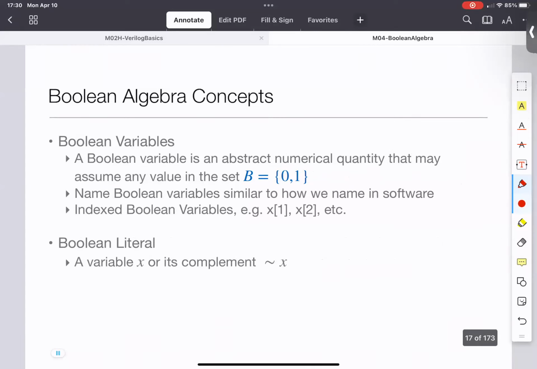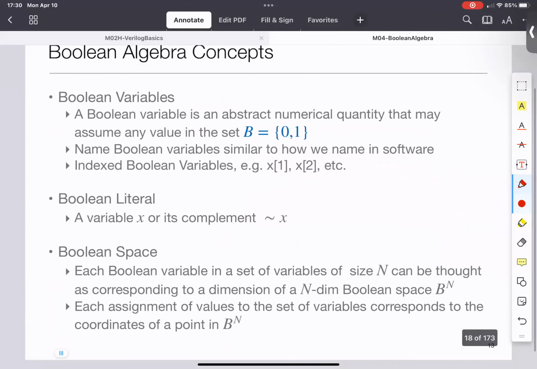Some languages also allow notations like x3:5, a kind of slice. It could say all the bits going from 3 to 5, for example. A Boolean literal is a variable. Usually in Boolean algebra, people like to stick with single letter variables, but there's no hard and fast rule. Its complement is tilde x. If x is multi-bit, then tilde x would mean all the bits are inverted or complemented.